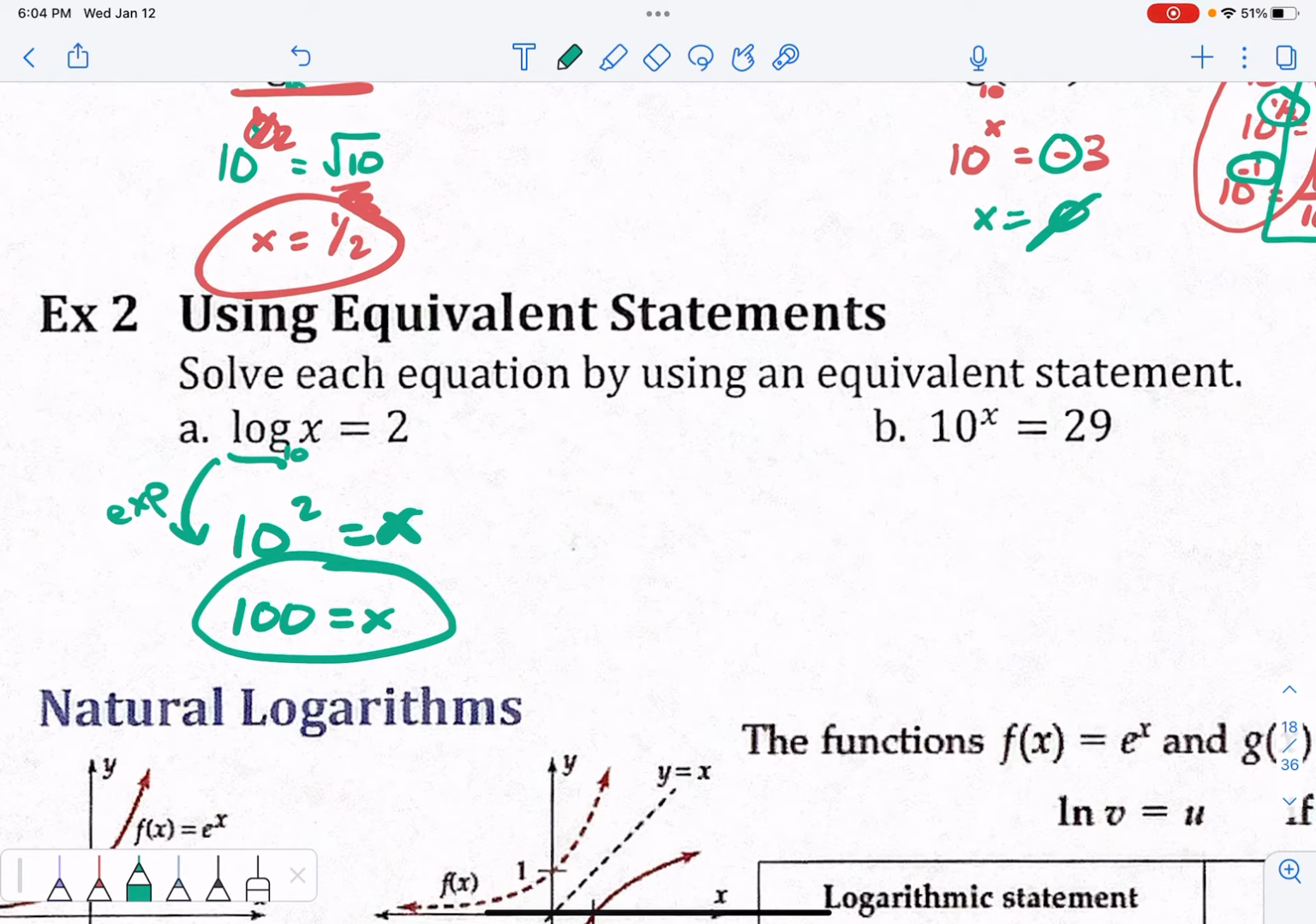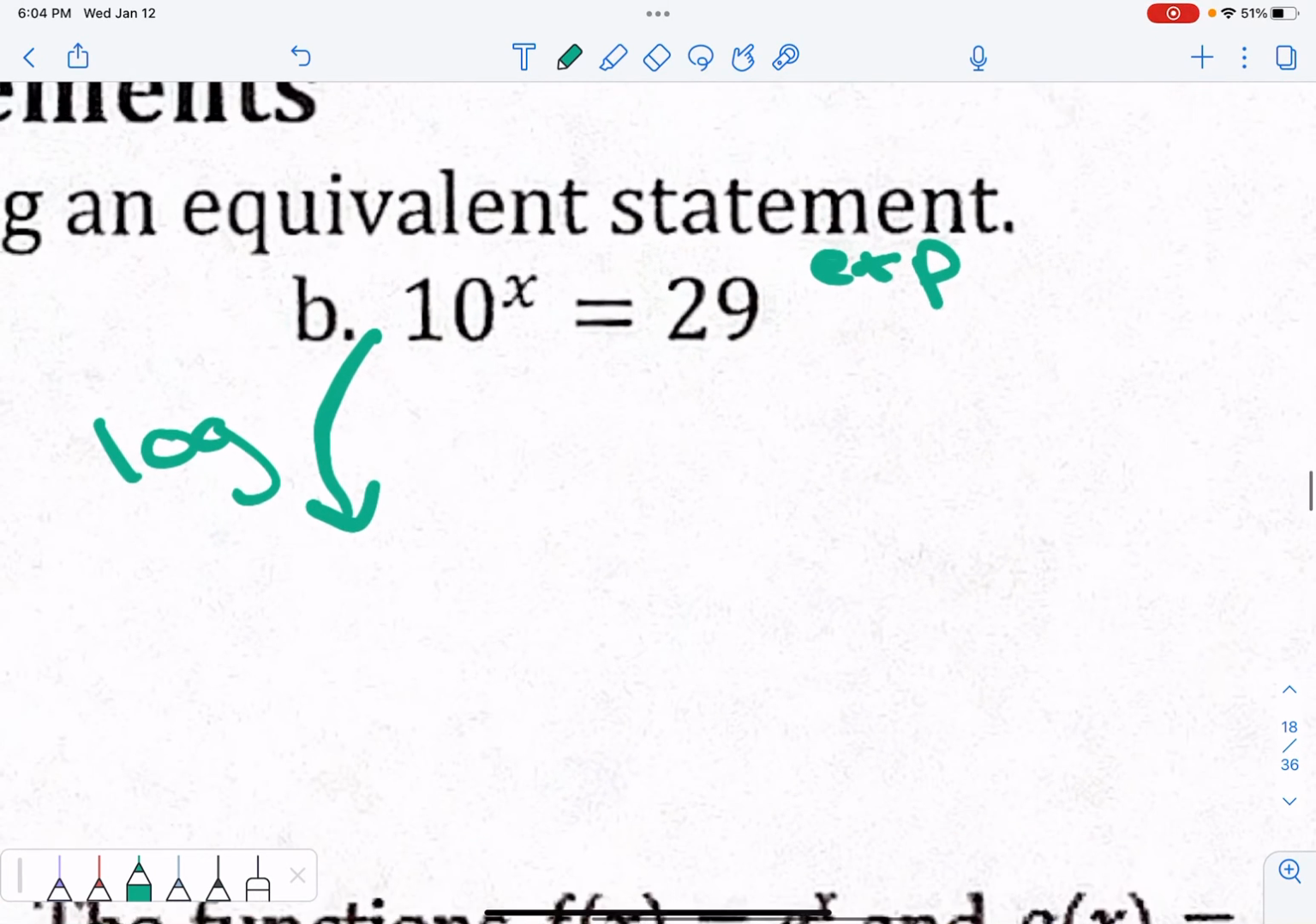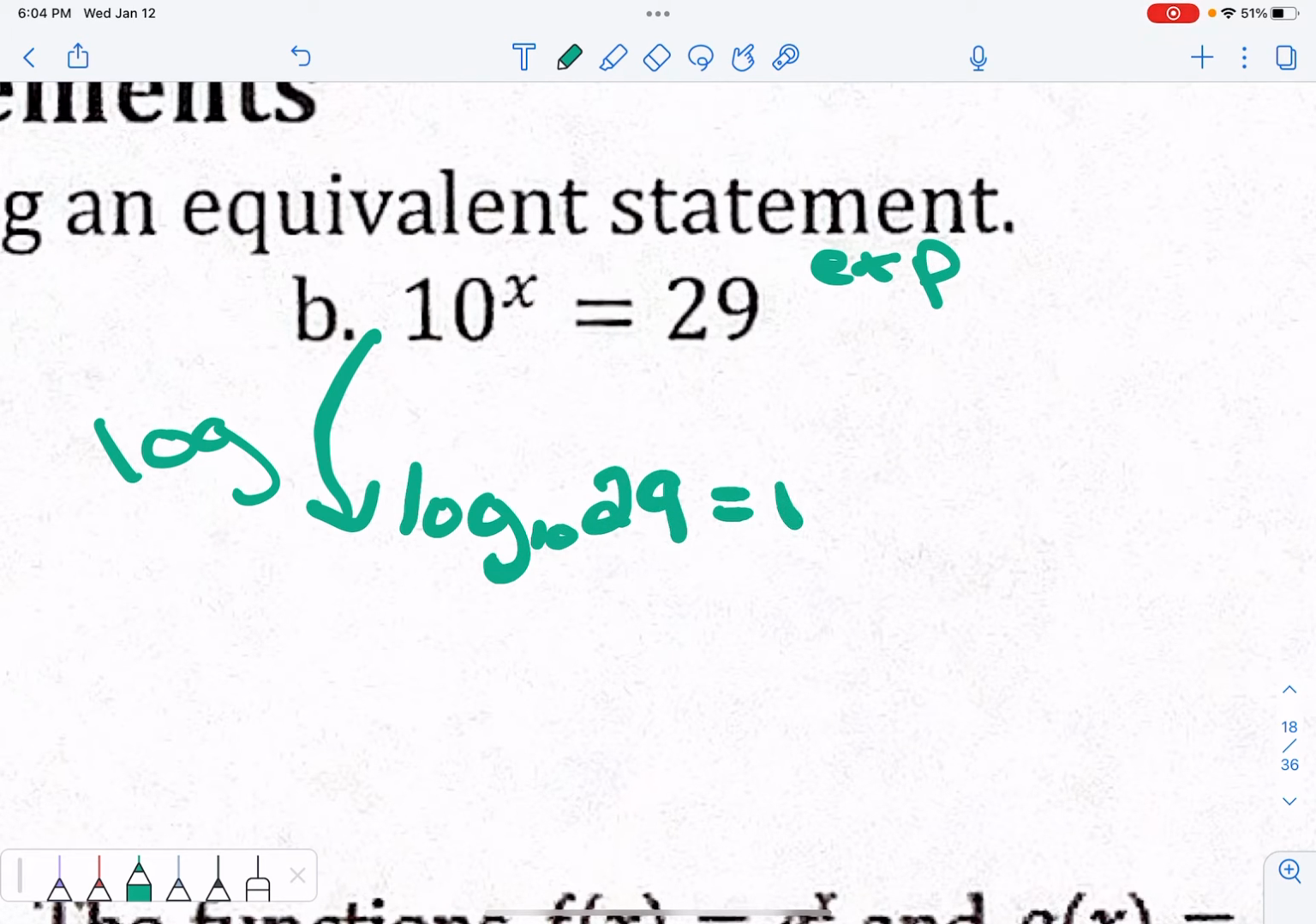Letter B, this one is an exponential function, so we have to flip it around to make it a log function. They want us to write the equivalent statement, so basically flip it around to the other form, okay? So he's an exponential function. We want to make him a log. So this is saying log with base of 10 of 29 is equal to x. Okay, log base 10 of 29 equals x.